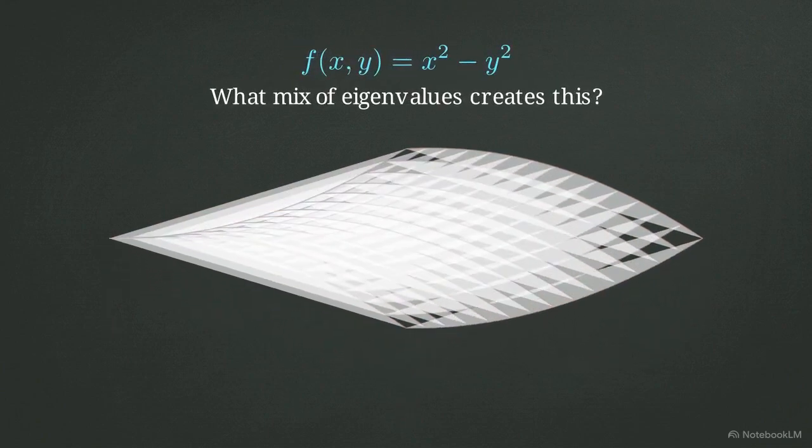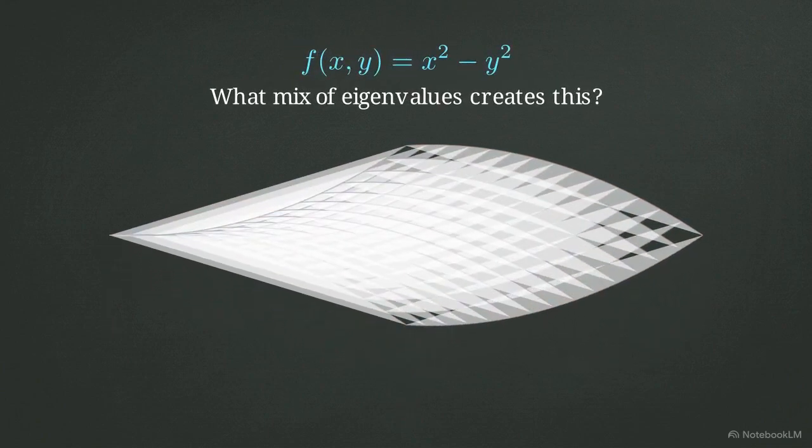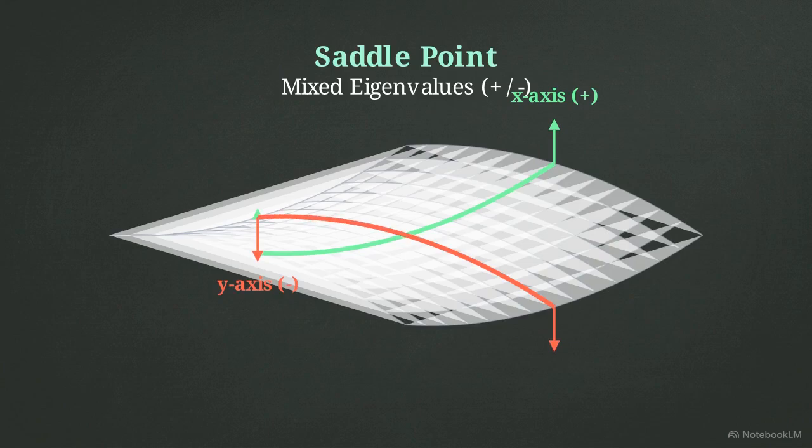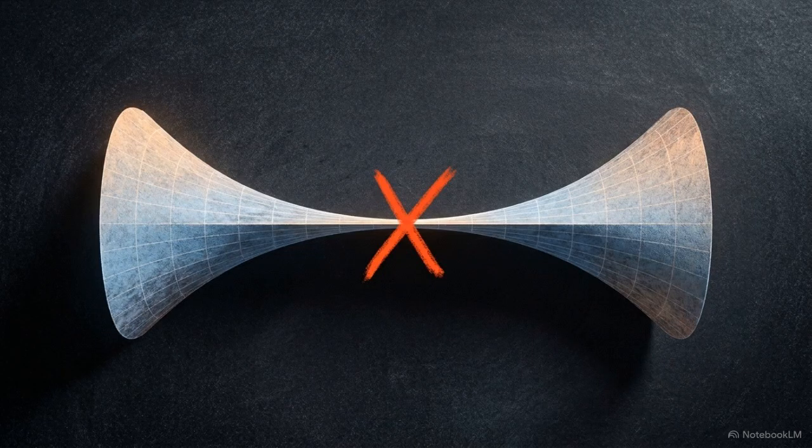Look at the geometry of our function. f(x, y) = x² - y². Pause the video and deduce what mix of eigenvalues must exist to create the saddle point. A saddle point exists because the matrix produces a mix of positive and negative eigenvalues. The surface curves upwards along the x-axis, but downwards along the y-axis. Without calculating the eigenvalues of the Hessian, you could mistake a flat section of a saddle point for a true minimum and stop searching entirely.